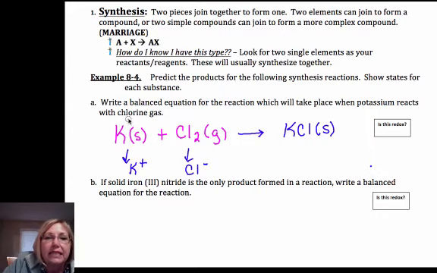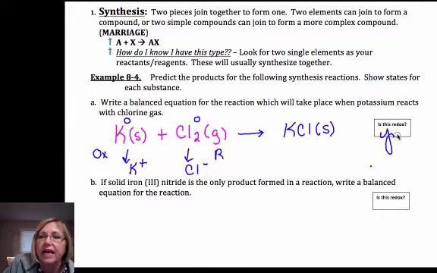Now, since potassium went from 0 to +1, and chlorine went from 0 to chloride, which is -1, that means the chlorine was reduced, the potassium was oxidized, so yes, this is a redox reaction. And in fact, all synthesis that you have to predict will be redox. Some of the ones that you have to classify won't be, but if you're predicting it, it's going to be a redox. Let's take a look at the next one.